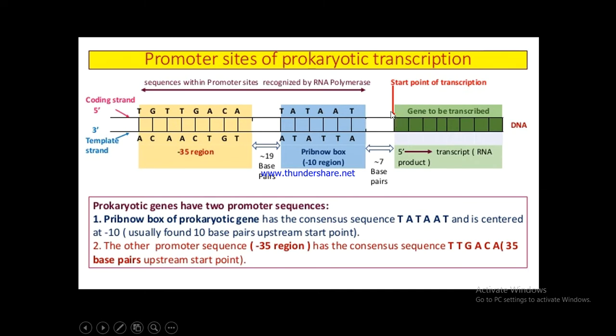This is +1, and upstream to this are -1, -2, and here you can see -10. At the -10 region, a TATA sequence is present, which is called the Pribnow box. And going further, at the -35 region, there is another sequence that is itself known as the -35 region.